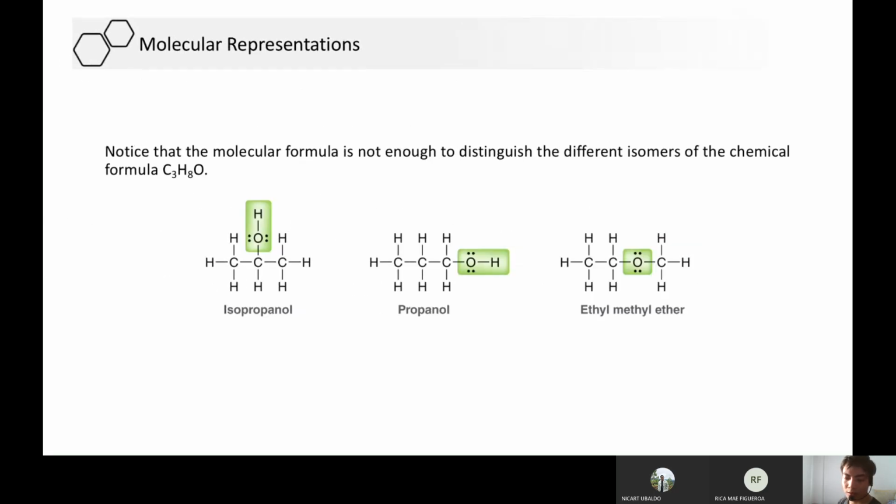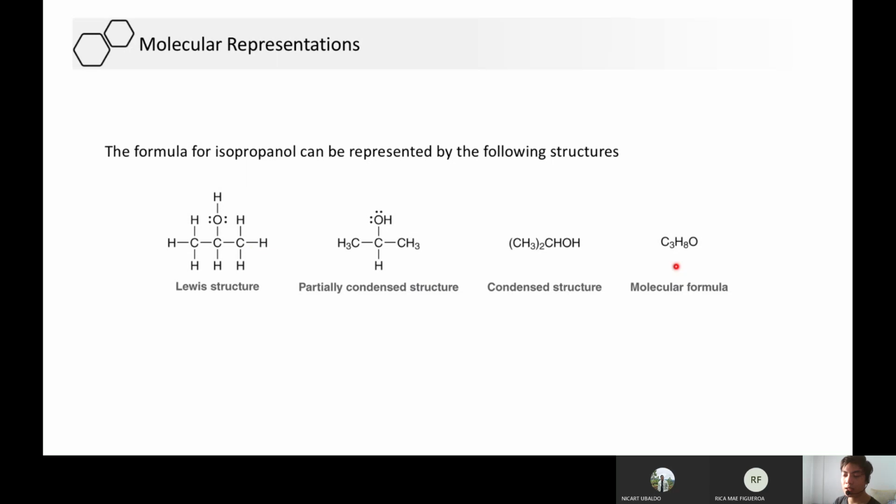What else? The molecular formula is not enough to distinguish the isomers. Because as you can see, it doesn't tell us about the connection of atoms. It just states that we have 3 carbons, 8 hydrogens, and 1 oxygen. Isn't this what we did last time? We were given a formula, then we found the isomers. So that's the problem with the molecular formula.